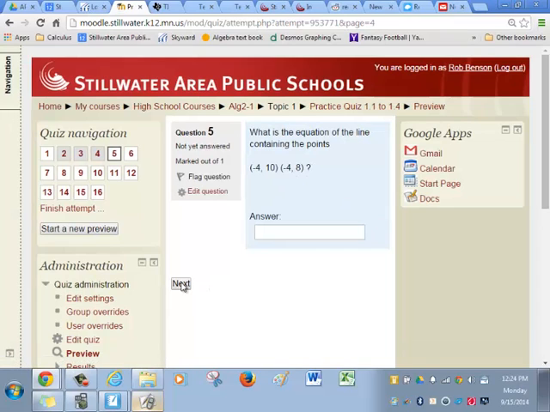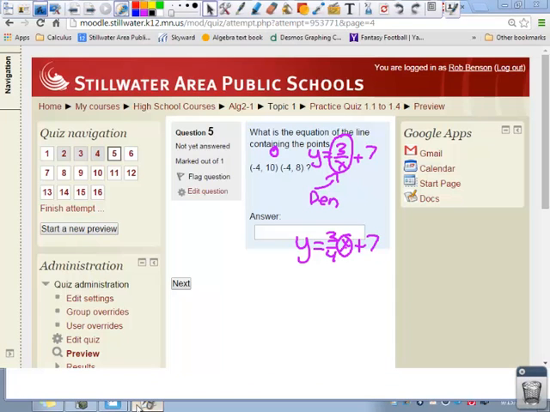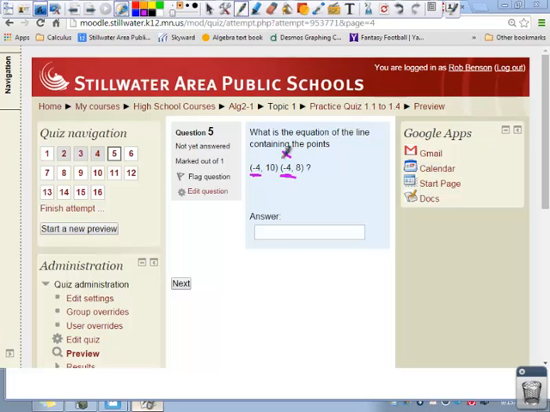Okay, moving on to the next function right here. We've got to figure out the equation of the line containing the points (-4, 10) and (-4, 8). Did you notice that I said something twice? Hopefully you did, because if you did, you notice that these negative 4s were identical. Check that out. But now they're not the y's like they were in that earlier problem.